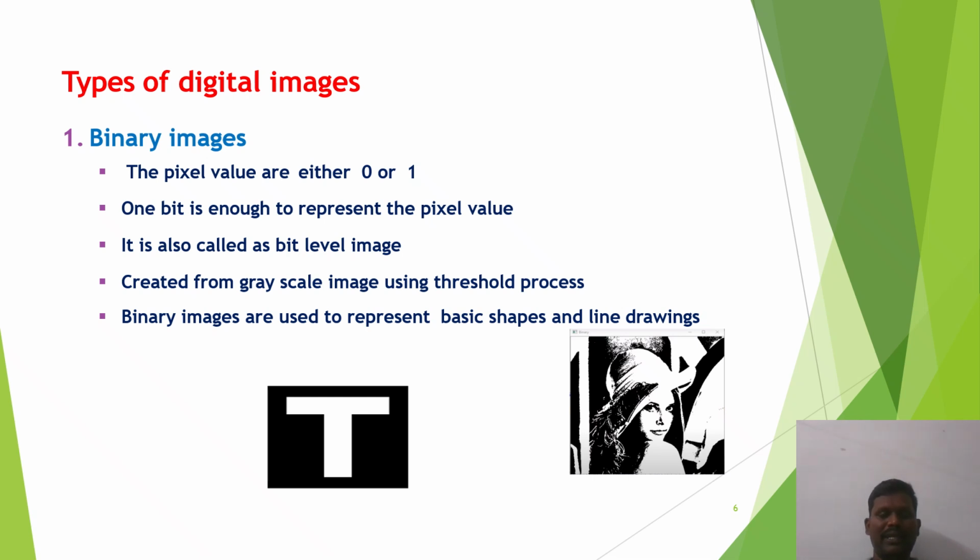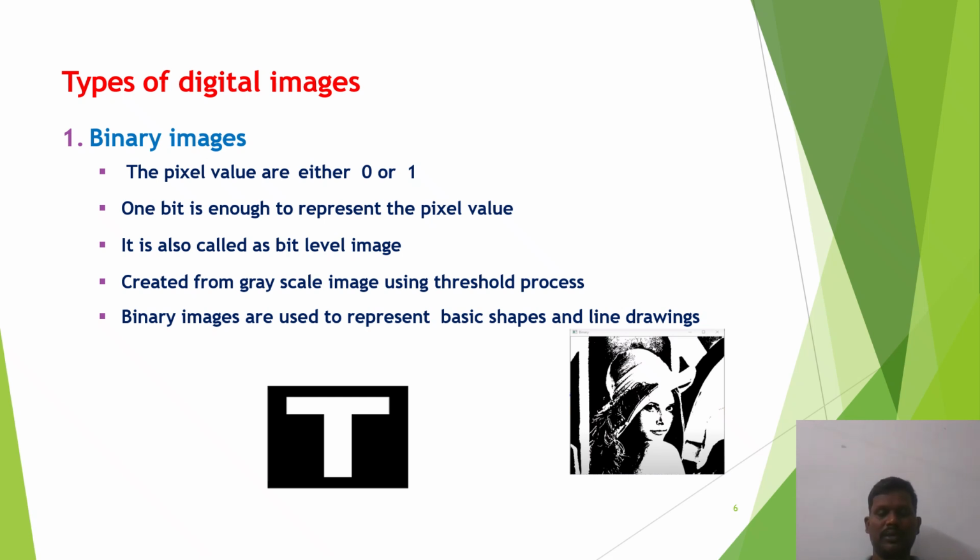Binary images are obtained from grayscale images using the thresholding process. Binary images are used to represent some basic shapes and line drawings. Here I have shown one binary image, which is the alphabet T, where the light intensity is 1 and the background is 0. So here there are only two intensities, the foreground is white and the background is 0. That reflects as the alphabet T.